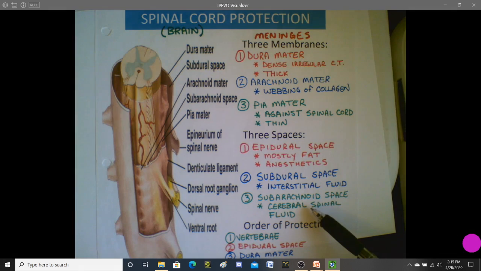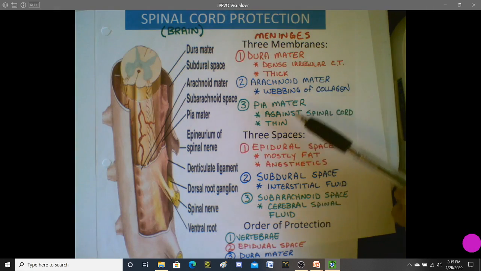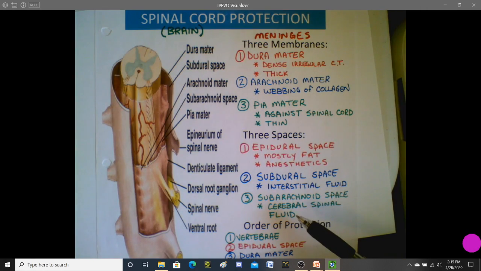This is going to be a protective barrier so that our brain doesn't just slap up against our hard skull when we hit our head. There is some cushion there. All right, this is designed to be a cushion.